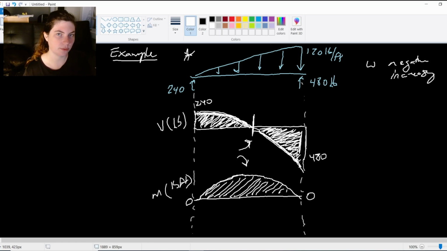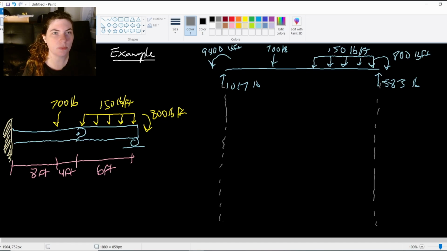Take a look at another example. This example gets a little bit more complex. We have a fixed end, an end on a roller, and a pin in the middle, an internal hinge. There's an applied concentrated force, an applied concentrated moment, and a distributed load. So this has pretty much all you could ever want to load up in a problem like this, all in one. I've given the reaction forces already in our free body diagram at the top, and we're going to make our shear and moment diagrams of this.